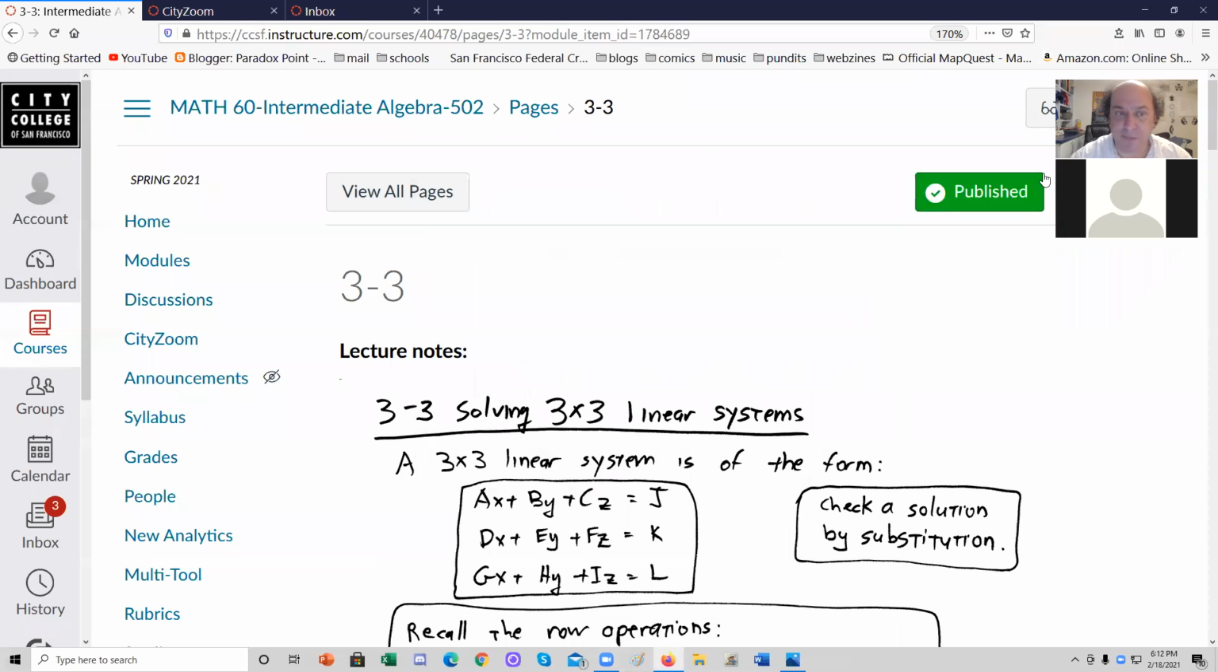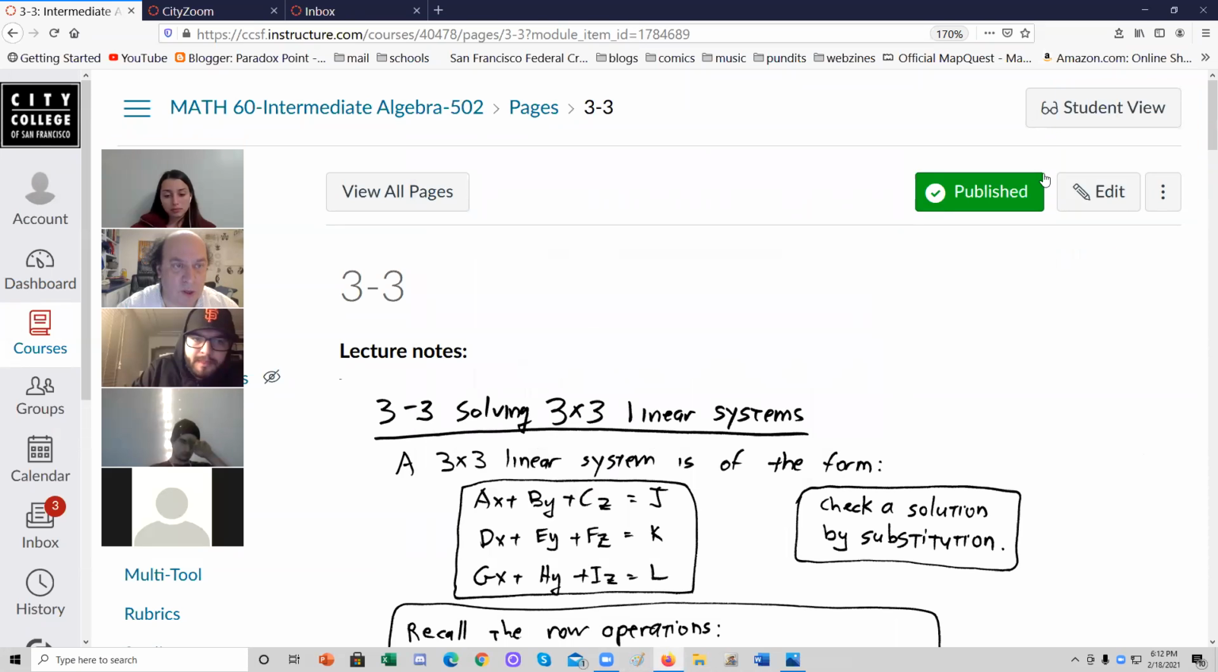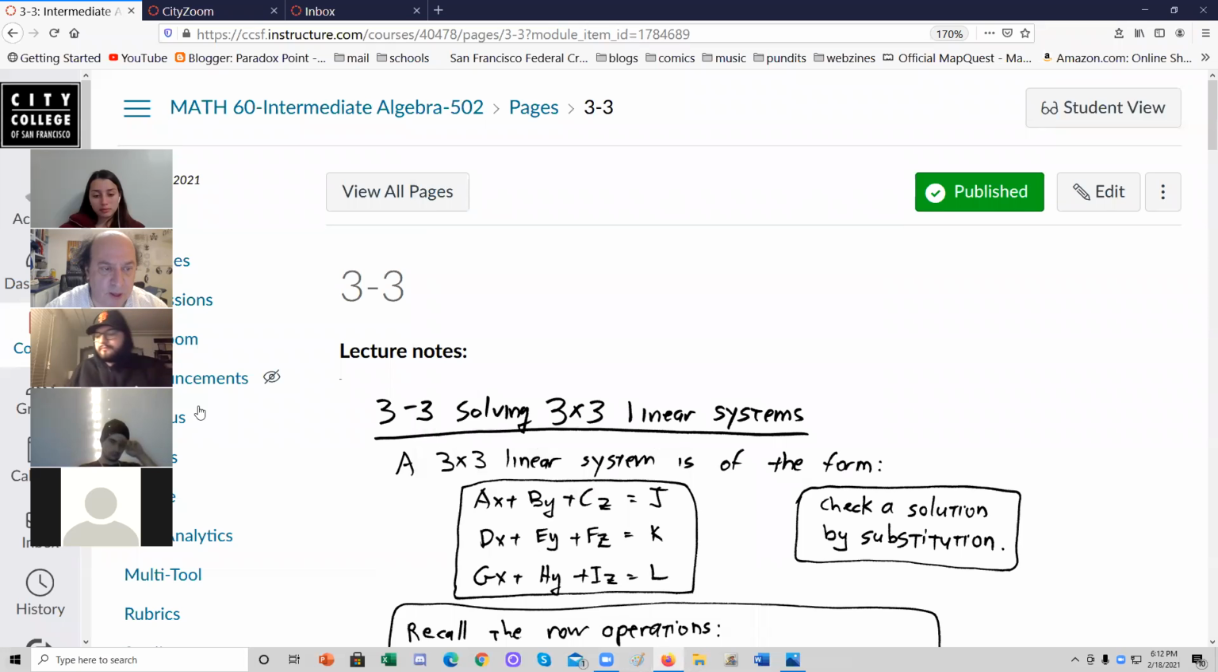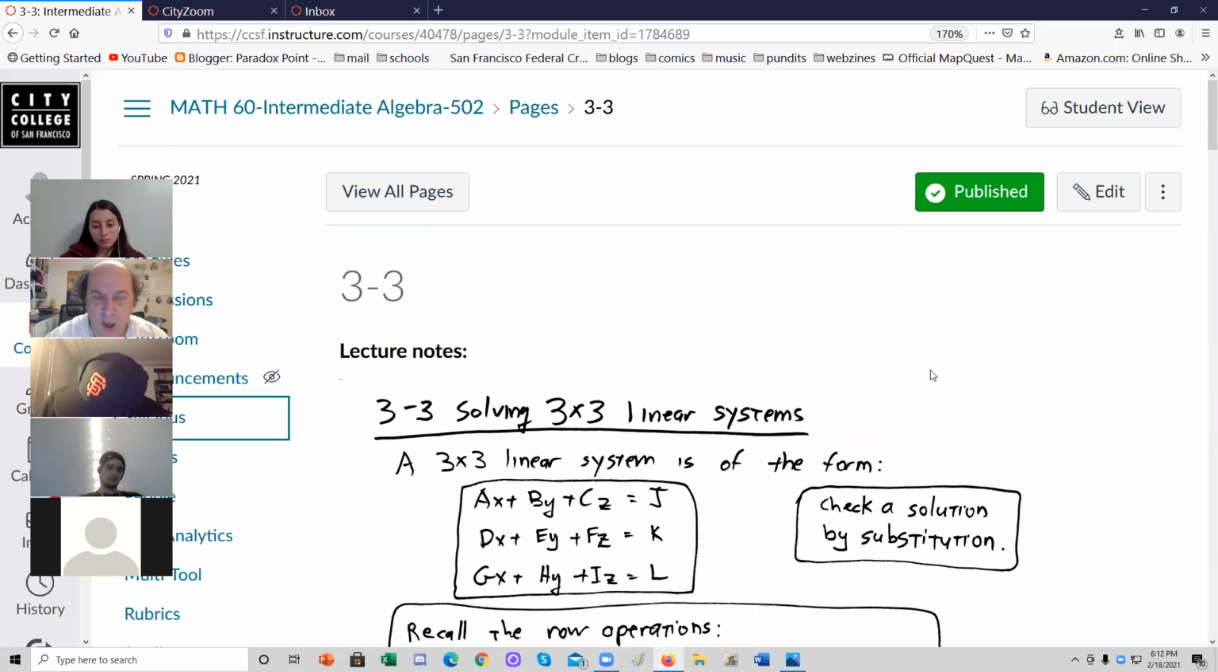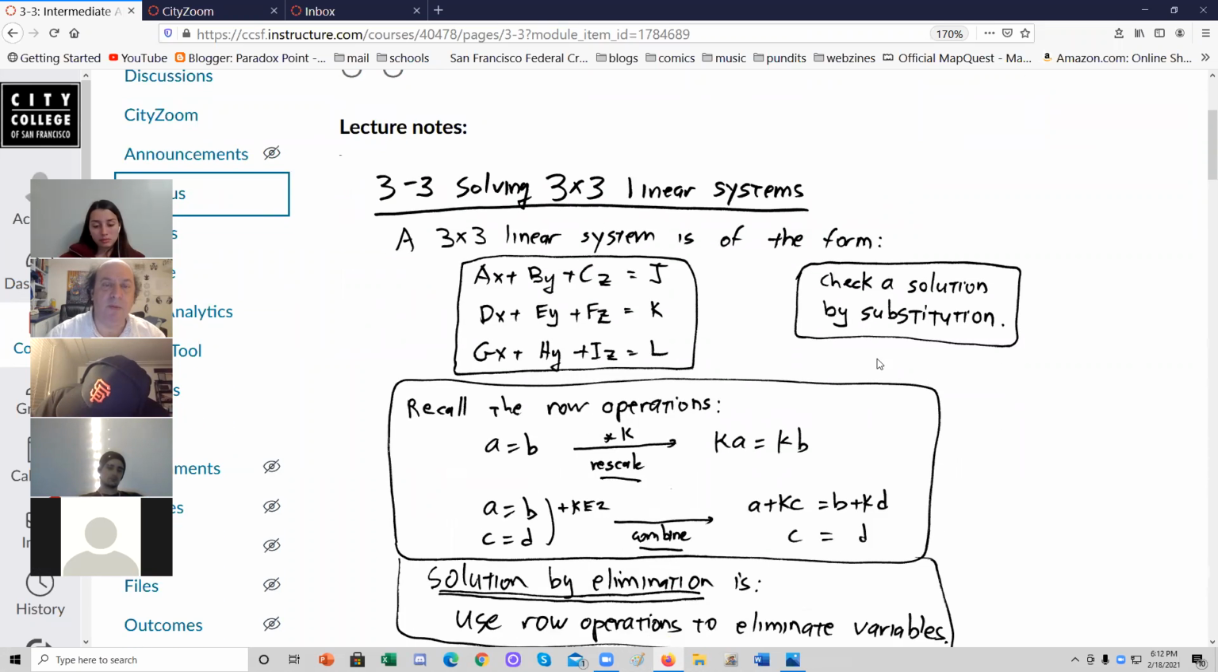All right, for today, we'll be doing sections 3.3 and 3.4 about solving linear systems. Actually, it's solving 3x3 linear systems. A 3x3 linear system has three equations in three unknowns: ax plus by plus cz equals j, dx plus ey plus fz equals k, gx plus hy plus iz equals l. A through L are constants, and x, y, and z are the variables we're trying to solve for.